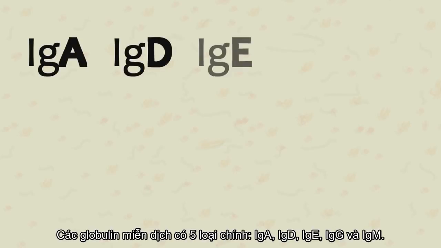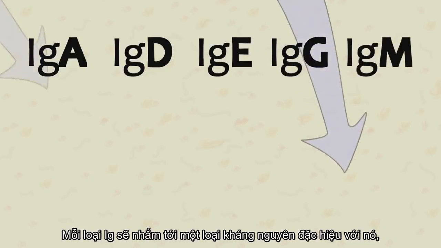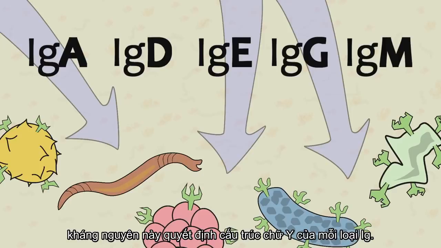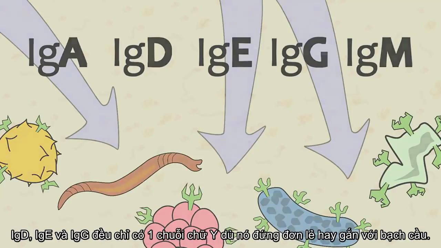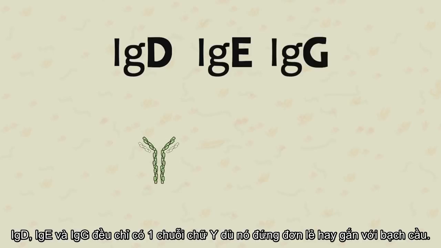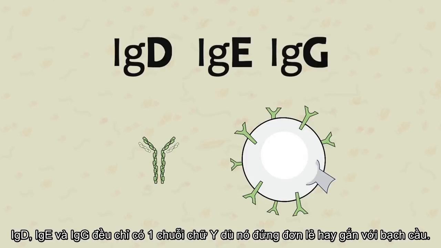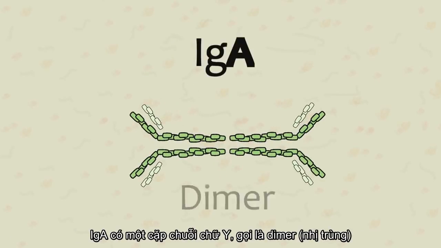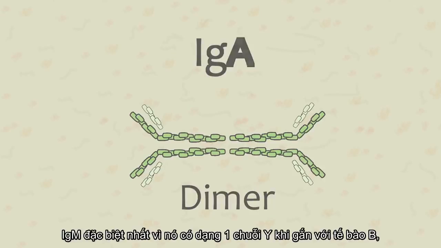Immunoglobulins come in 5 basic types: IgA, IgD, IgE, IgG, and IgM. Each type targets a specific type of antigen, which determines the Y chain structure of each type of Ig. IgD, IgE, and IgGs all use a single Y chain, whether they stand alone or as receptors connected to white cells. IgAs use a double Y chain, which is called a dimer.